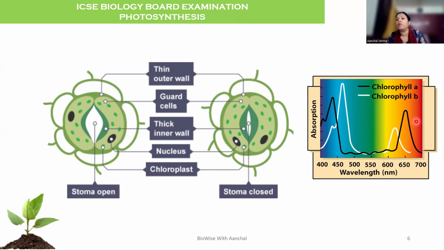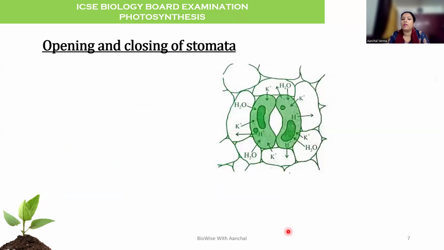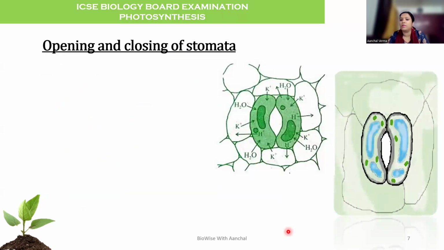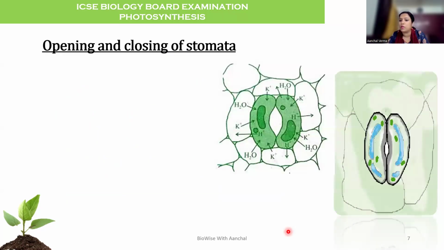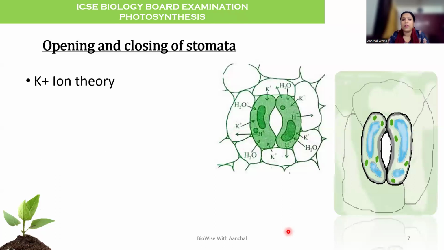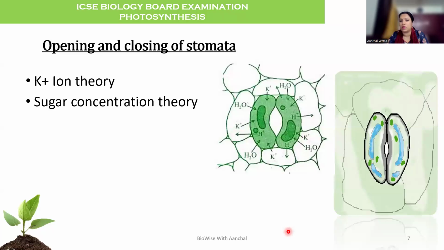Or you can say the rate of photosynthesis is high in these wavelengths. Okay, that is your blue and red, and chlorophyll A and B. Now there are certain theories for the opening and closing of stomata. The first one is the potassium ion theory, and the second one is the sugar concentration theory.